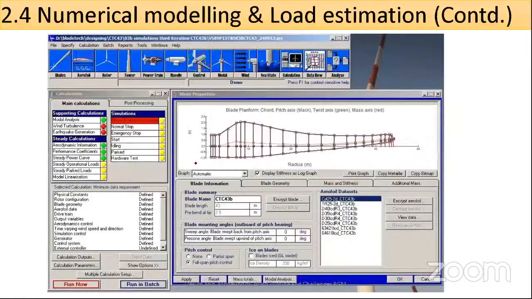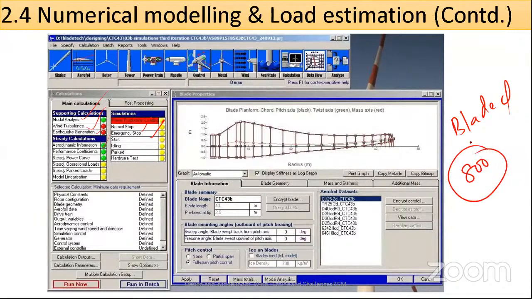Then this is the manual calculation, and all the input numbers you place in the software. There is a Bladed software. Then add all the numbers. Model analysis, wind turbulence, how much turbulence is there, earthquake generation if there, aerodynamic information. Whether it is a normal stop or emergency stop, and various conditions, many conditions we can iterate. So continuously you have to do the iteration. Almost more than 800 iterations we will do for design of the wind turbines.